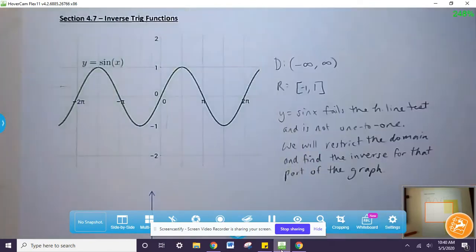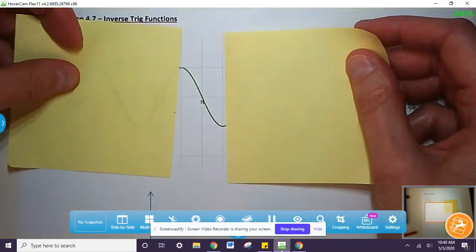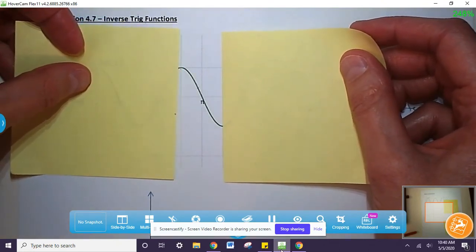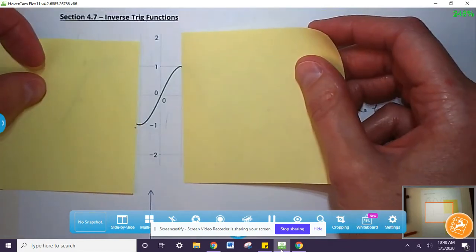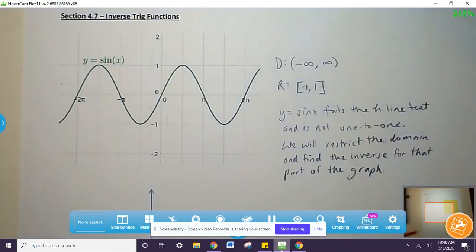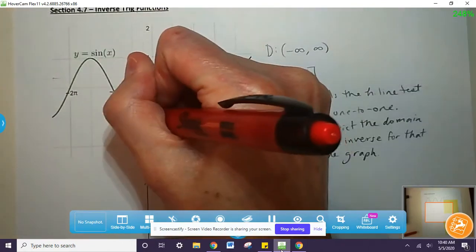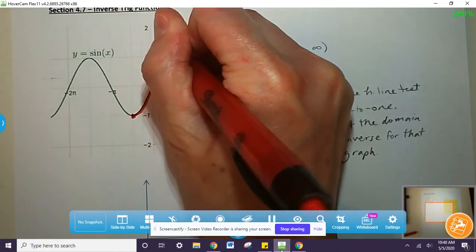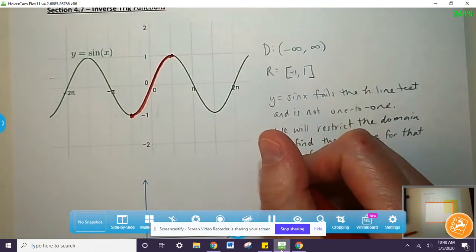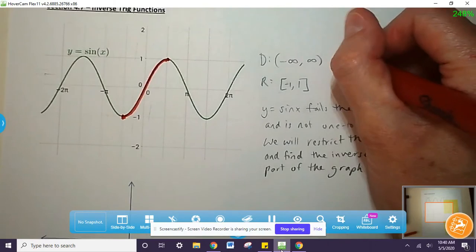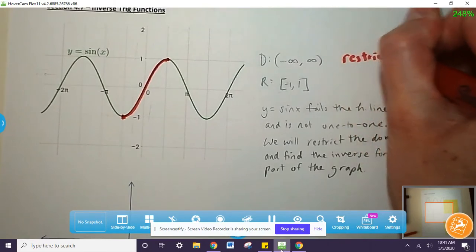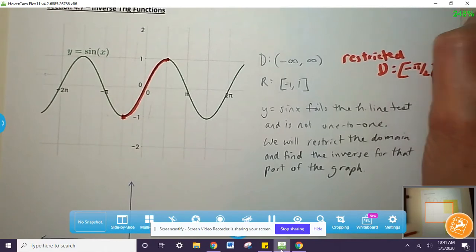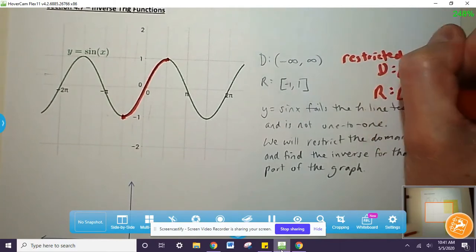And if you're looking at that and thinking, could I go from pi over 2 to 3 pi over 2? Yes, that piece would be 1 to 1, and it would also cover the entire range, but it's not the piece we use. If you look in any math book in the world, the piece of the sine graph that we're going to use to find the inverse of sine is that one right there. So what we're looking at is a restricted domain of negative pi over 2 to positive pi over 2. And it covers the entire range of -1 to 1.